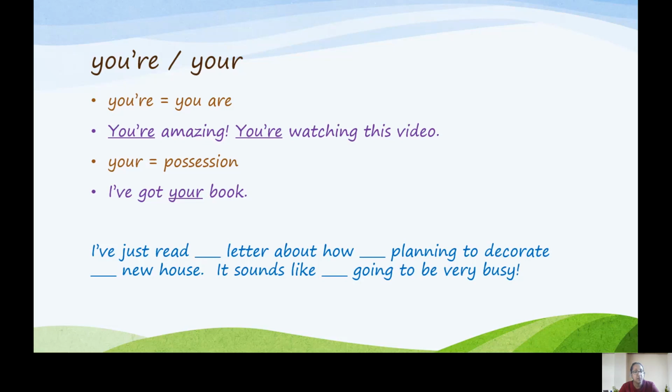So, the first one, I've just read your letter. It's yours. It belongs to you. So this one is possession. About how you're planning. We've got "planning", which seems to be a main verb in the continuous form. So here we need the contraction. To decorate your new house. The new house belongs to you, so it's this one. It sounds like you're going to be very busy. Again, that's part of the tense, so it's the contraction.